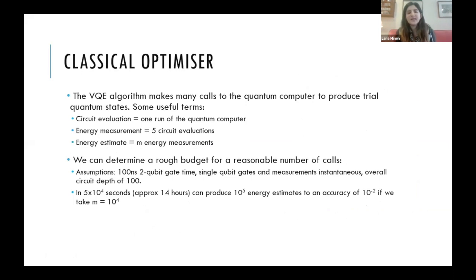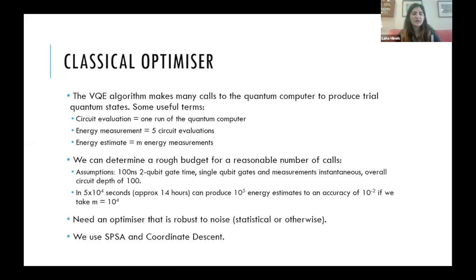By doing some back-of-the-envelope calculations, making some assumptions for two-qubit gate time and circuit depth and things like that, in approximately 14 hours you could produce 100,000 energy estimates to an accuracy of 10 to the -2. This gives us a good upper limit, a budget of function evaluations we want the optimizer to do.